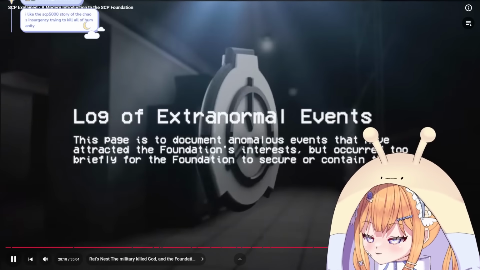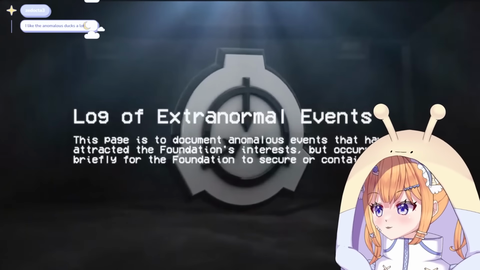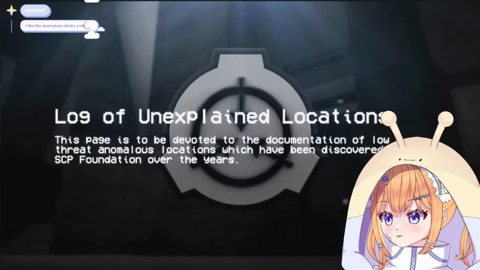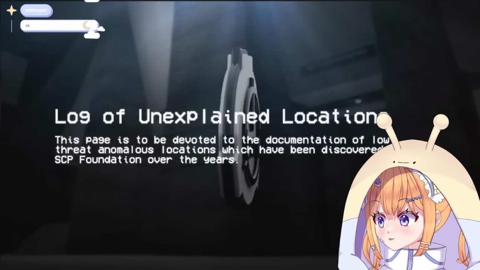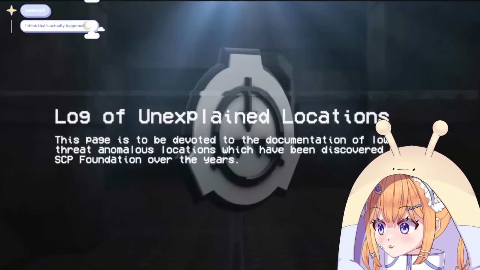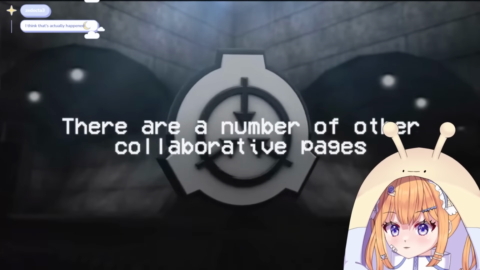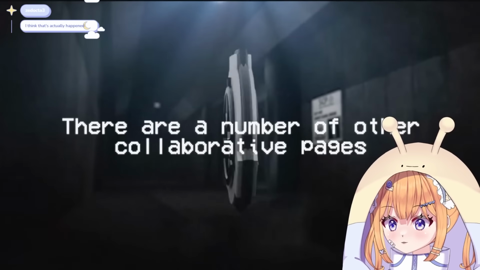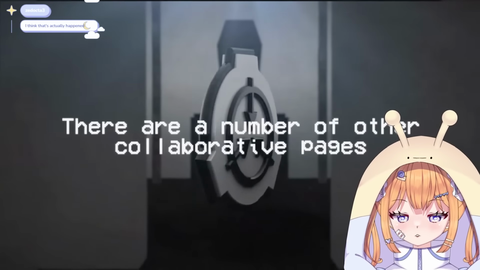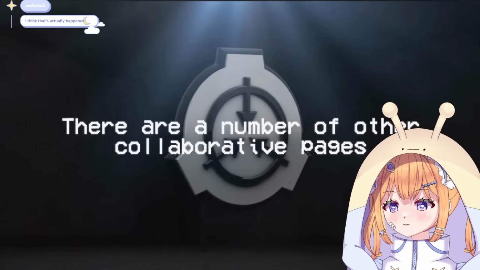Events that attracted the Foundation's interests, but occurred too briefly for the Foundation to secure or contain them. And finally, Log of Unexplained Locations. This page is to be devoted to the documentation of low-threat anomalous locations which have been discovered by the SCP Foundation over the years. There are a number of other collaborative pages, usually SCP supplements or logs. Keep in mind that guidelines for contributions still apply though, and if your edition is deemed to be below standard, it'll probably be removed.